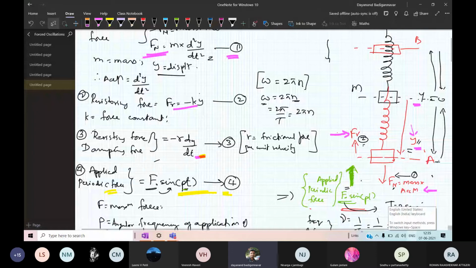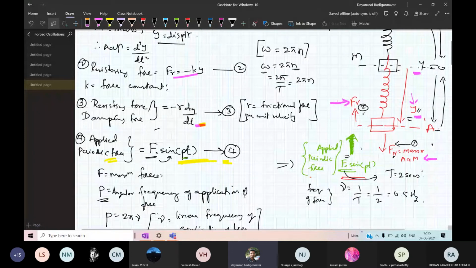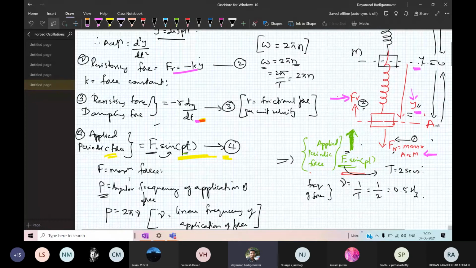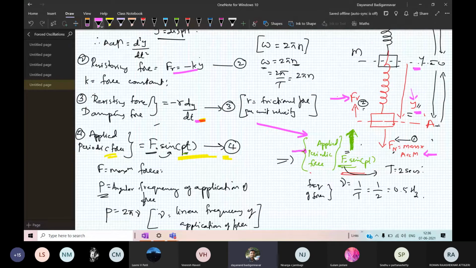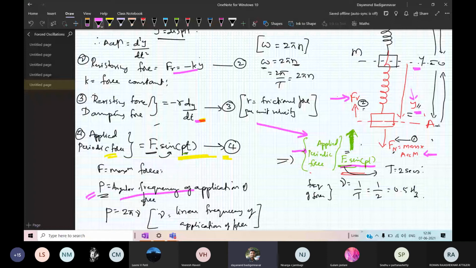Now here I want to have a forced oscillation. I have to keep the oscillations going in a continuous manner. For that I have to apply a force. This is the applied force. Which type of force? Periodic force. What is the equation for the applied periodic force? It is given by F into sine pt. What is p? p is the applied frequency. It's given here: p is the angular frequency of the application of the force. That means I am applying the force F at the frequency of p.